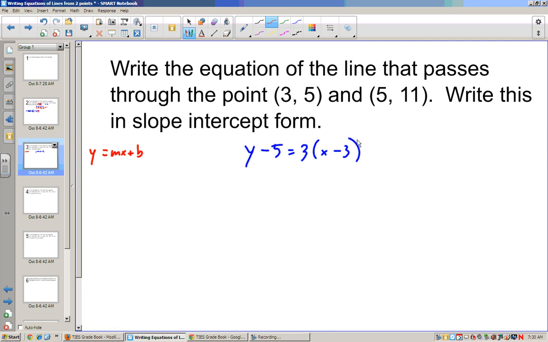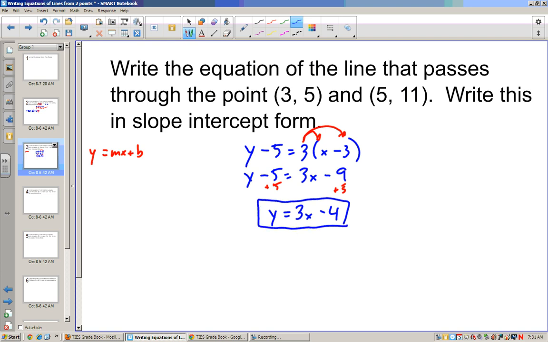Now, the first thing I'd want to do here is distribute over the parentheses. So my left side stays the same. y minus 5 is equal to 3x minus 9. Now I want to get this left side to just have a y, so I'm going to add 5 on both sides. So I have y is equal to 3x, negative 9 plus 5 is minus 4.